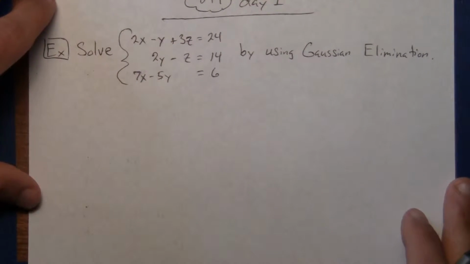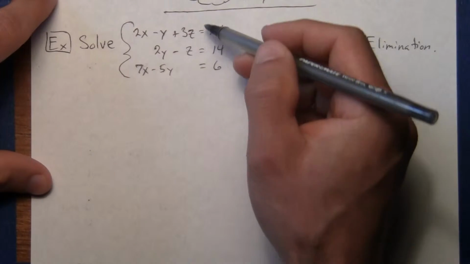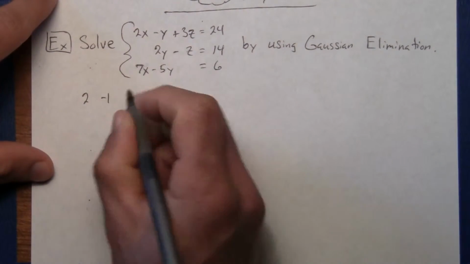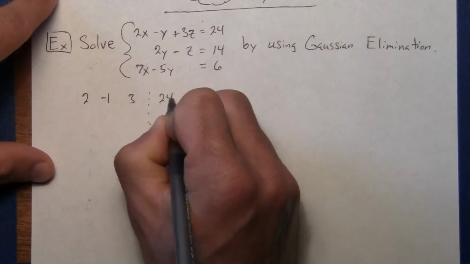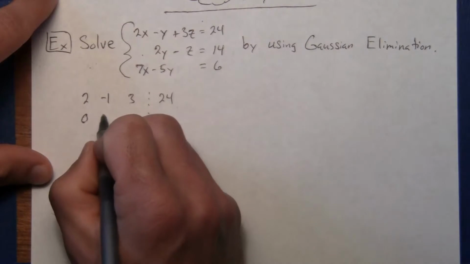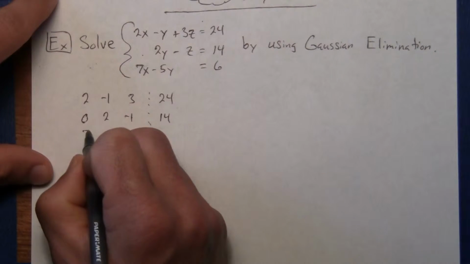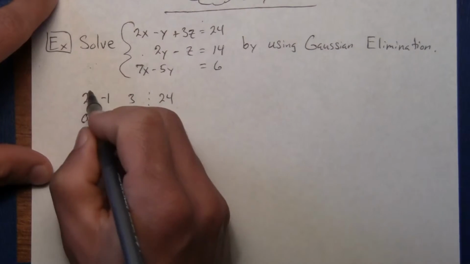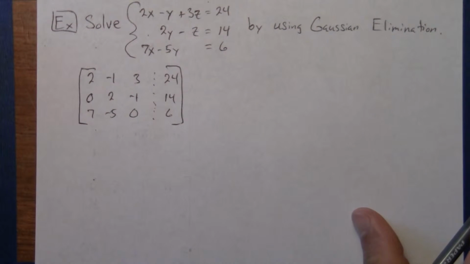So what they want us to do is switch this into an augmented matrix, which means I basically just drop all the variables, and where I see the equal sign I put that row of dots. So it's going to be 2 for the x, minus 1 for the y, 3 for the z, and I have my row of dots showing that that's equal to 24. I have no x term in the second one. I have 2y, negative 1z, and equals 14, and then the last equation would be 7x minus 5y, no z's, equals 6. And so I've changed that system into an augmented matrix.